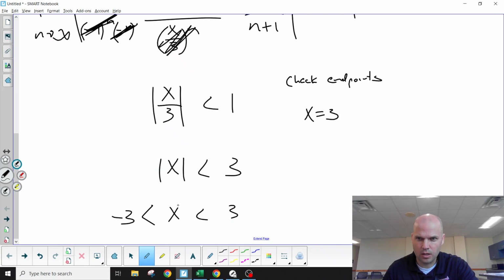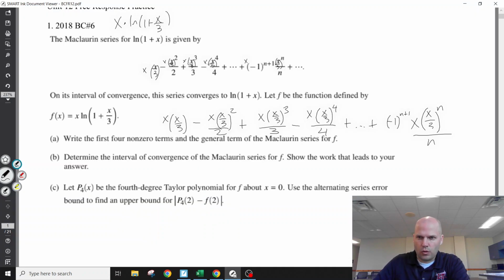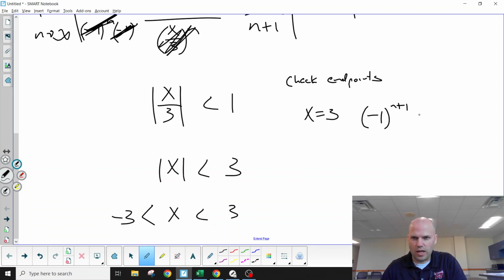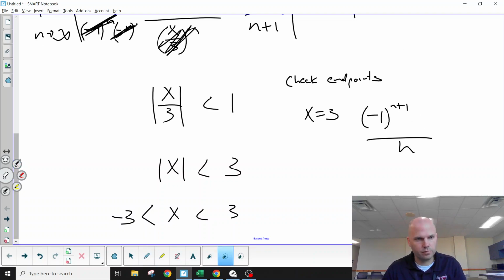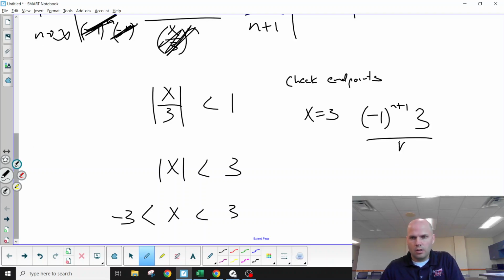When I plug in 3, I get negative 1 to the n plus 1. 3 over 3 is just 1, so this just turns into 3 over n. Oh, sorry, this is 3 because I plugged in 3. I think about this, and it's going to be compared to the harmonic series. It is an alternating harmonic. I'm not sure if they'll accept this, but you could try. It converges since it's an alternating harmonic.